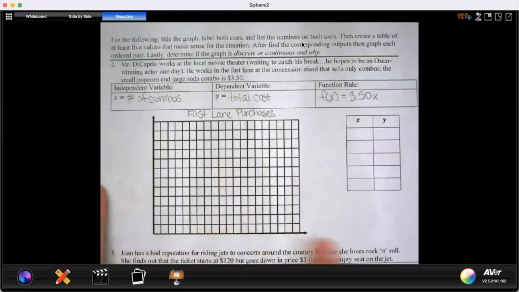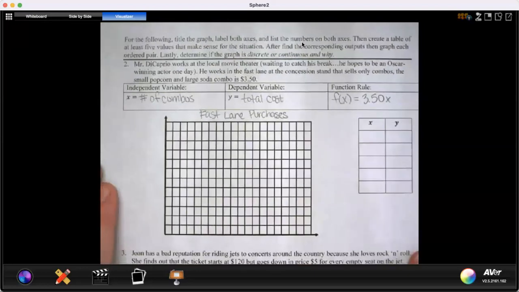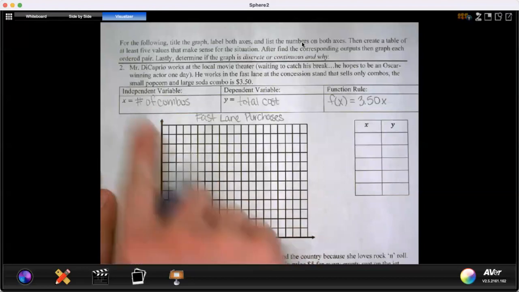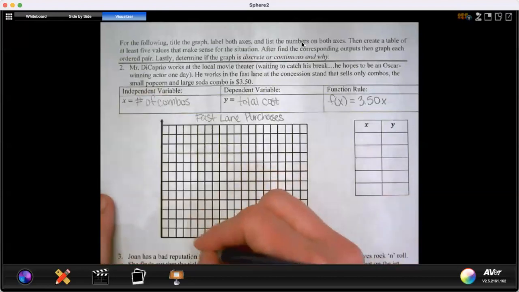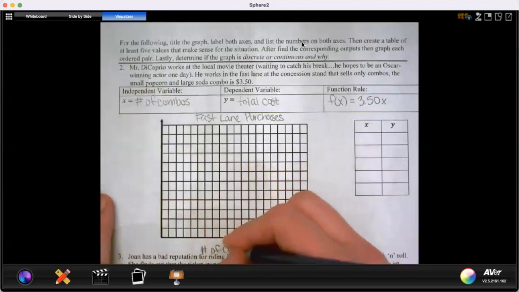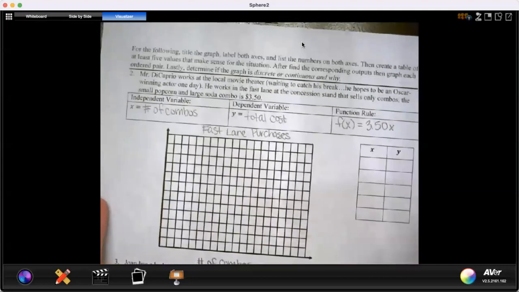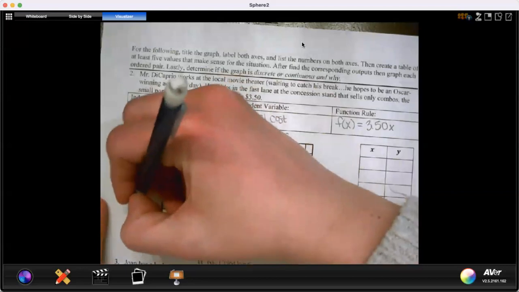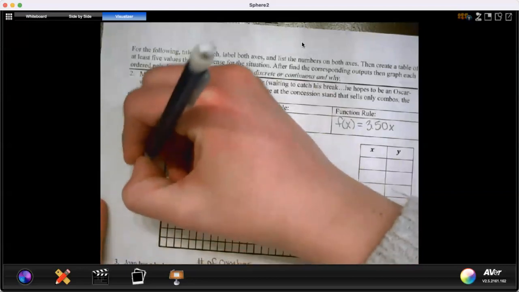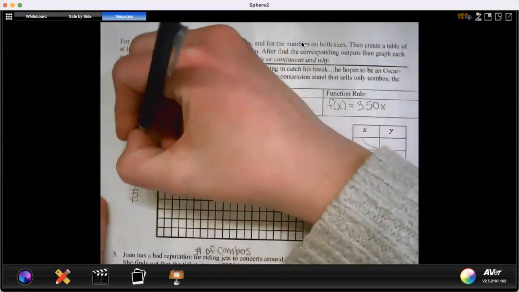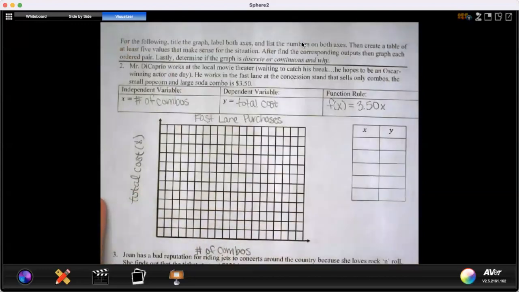Now, when we're graphing, remember that horizontal represents the x values. So therefore, when I'm labeling my axes, x is going to be the number of combos, whereas my y value is going to represent my total cost in dollars.